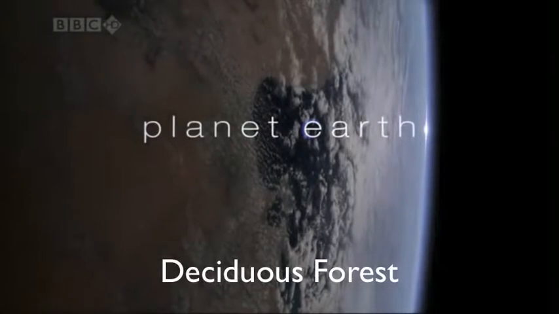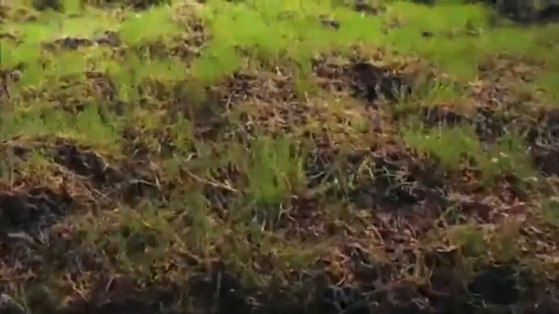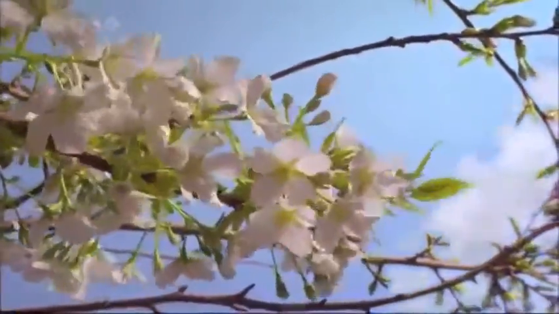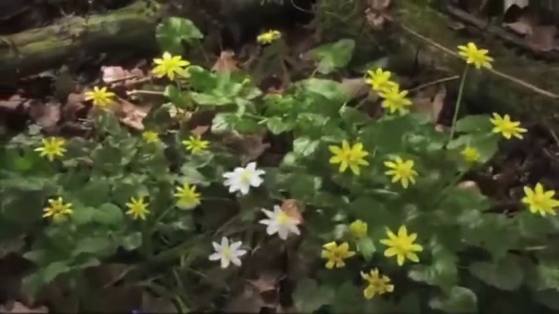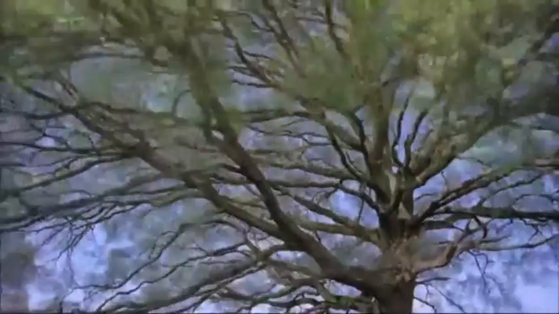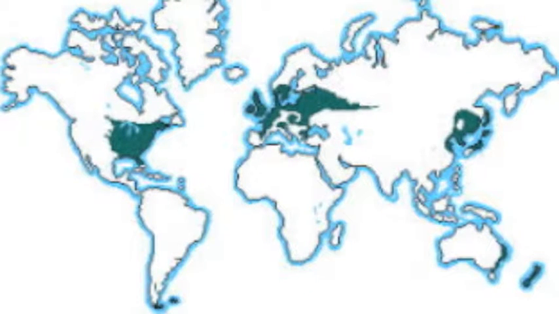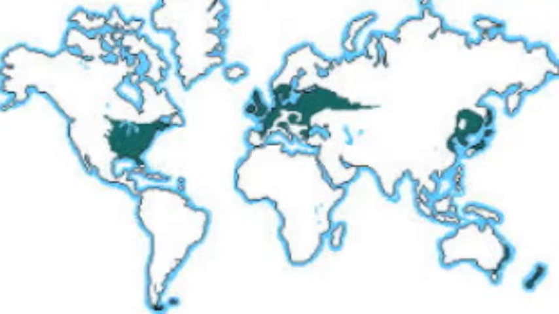You're watching Deciduous Forest. A deciduous forest is a type of forest that is characterized by trees that seasonally shed their leaves. Deciduous forests can be found across the world. They are mainly concentrated in the eastern half of North America and the middle of Europe.